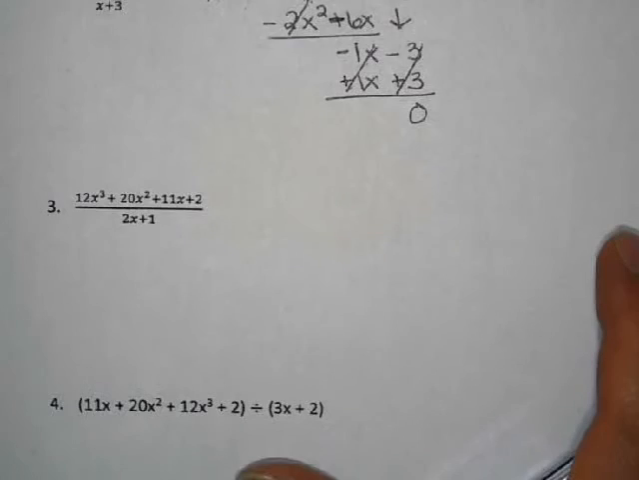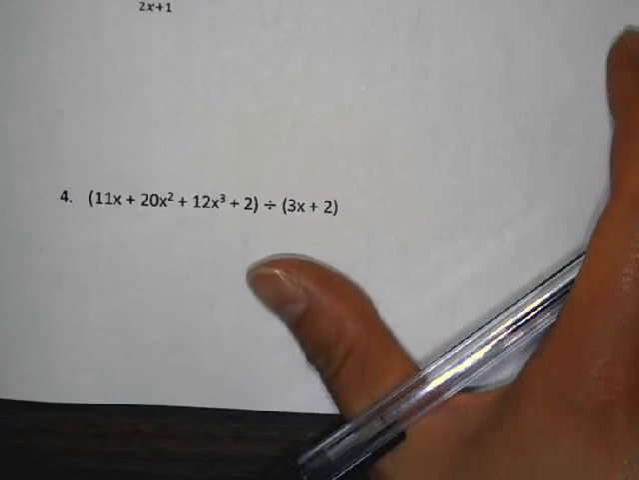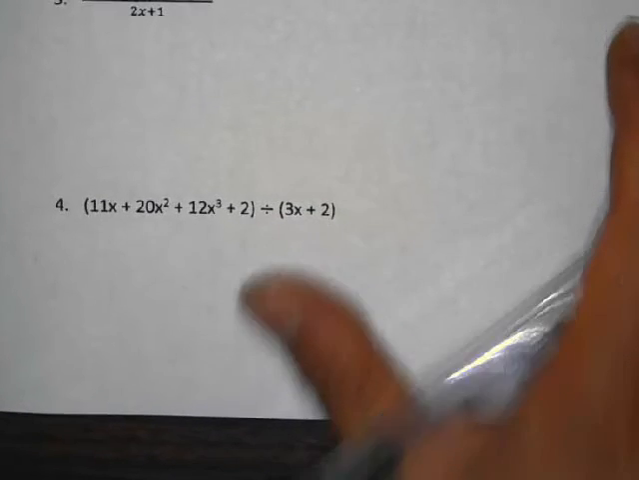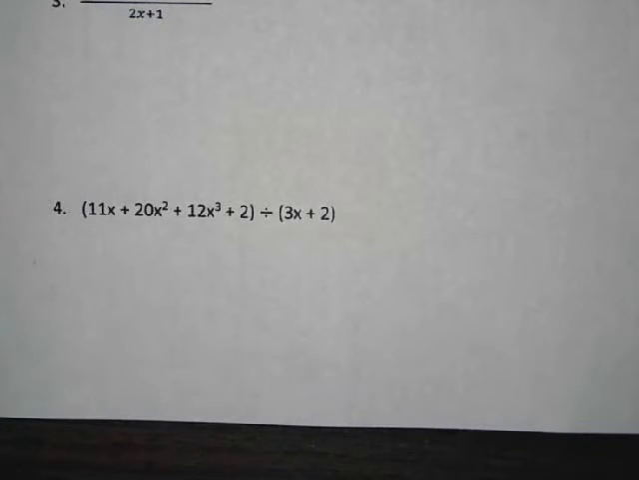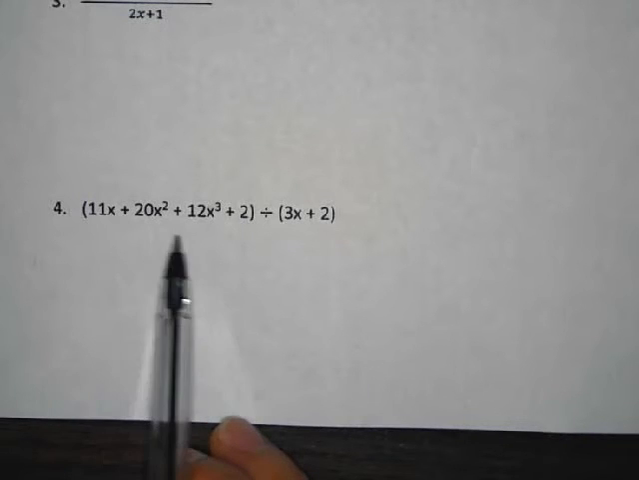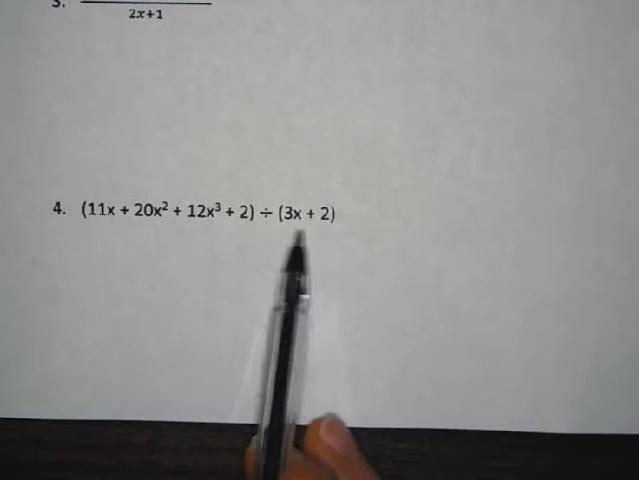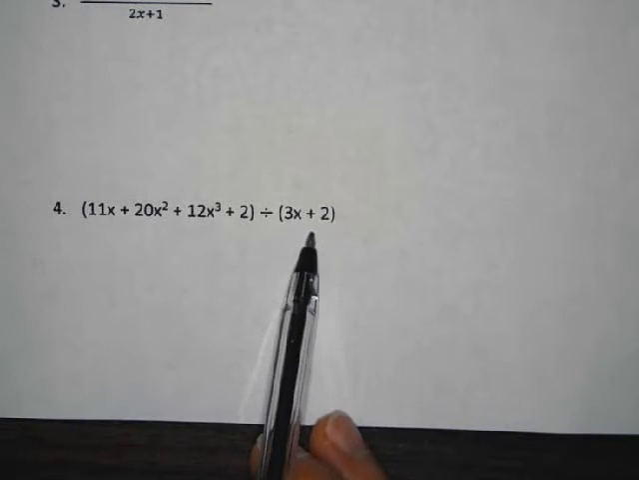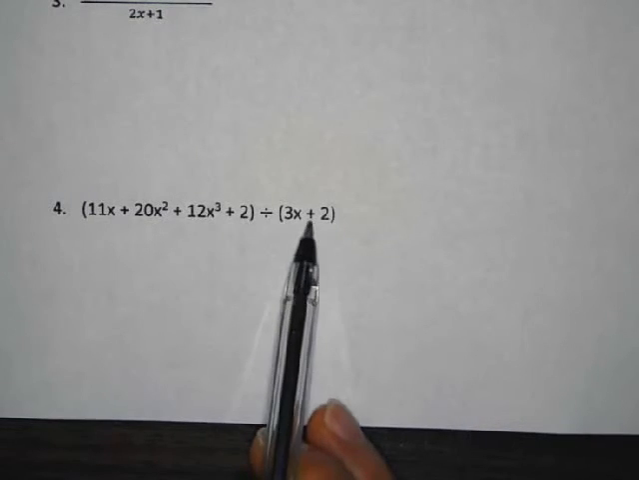Now I want you guys to try number 3 on your own, so we're going to jump down to number 4 here. Alright, looking at number 4, we have 11x plus 20x squared plus 12x cubed plus 2 divided by 3x plus 2. So the 3x plus 2 is my divisor.